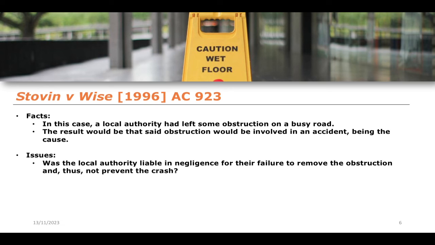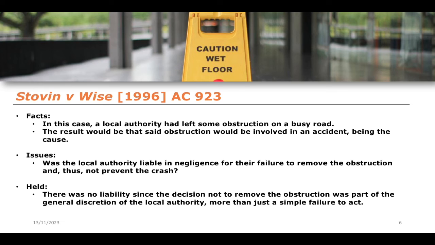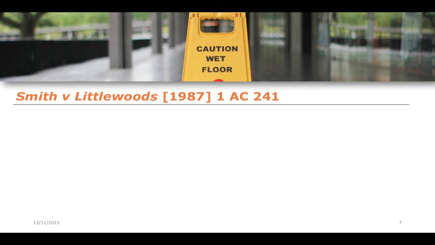It wasn't an act that the local authority had done. They hadn't done something; they had failed to do something. They had failed to remove this obstruction, which then led to a car accident. It was held that there was no liability, since the decision not to remove the obstruction was just part of the general discretion of the local authority. It wasn't really a failure to act, or something they should have done or had to have done. It was just part of their discretion as a local authority to leave this obstruction visible and in the way. So it was less a failure to act and more the general state of affairs that had existed within this local authority.